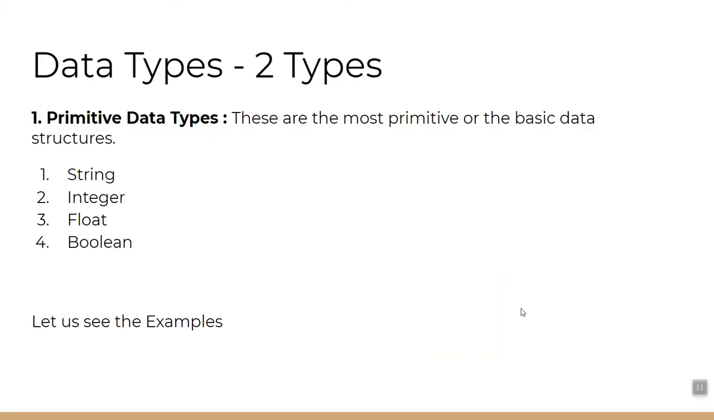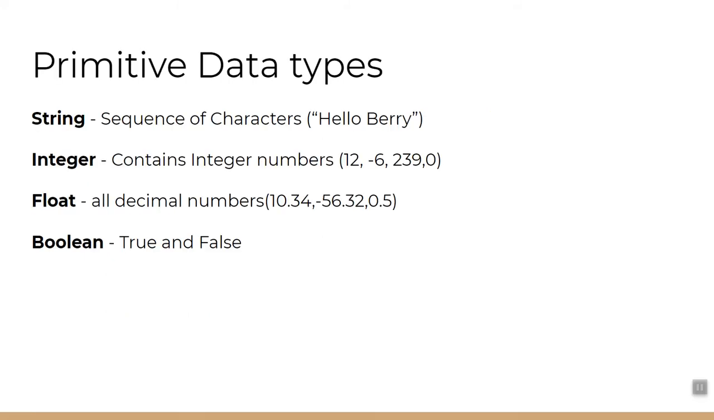So basically we have two types of data types. One is primitive data types and the other is non-primitive data types. Primitive data types include the basic data structures like strings, integer, float, boolean. And apart from this, we also have a couple of data types like complex numbers and decimals. Those are used as derivatives of these basic data types only. So basically, you should be aware of these four data types in the primitive data types.